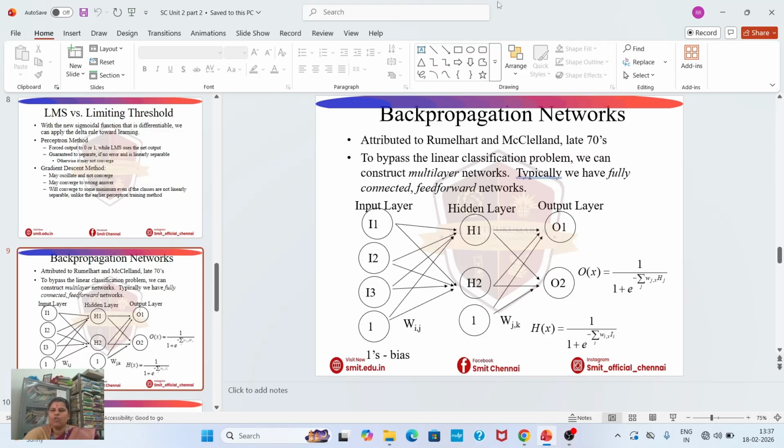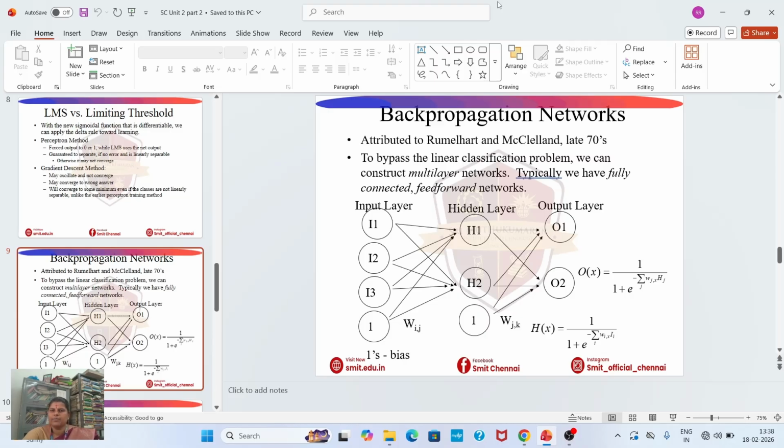Then how does back propagation work? First, the forward pass, that is input to hidden to output. Compute the output using weights and activation function. Then calculate the error, equal to target minus output. In the backward pass, the error is propagated backward. Compute gradients using the chain rule. Update the weights, W equals W minus learning rate times gradient, to minimize the total error.